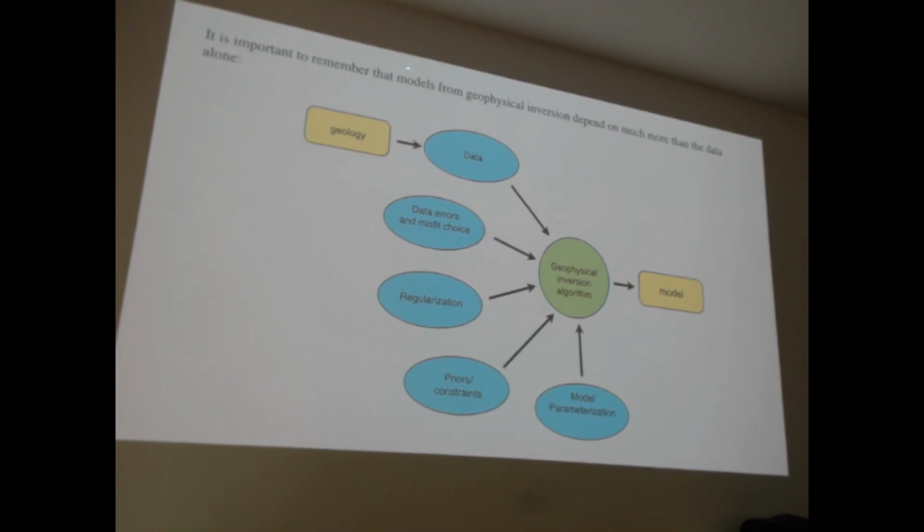You have to worry about the errors you put on your data. You have to worry about your regularizations. You have to worry about how you parameterize the model. And if you have prior constraints, such as the starting models, these all go into your inversion and determine what sort of model you get. And that's it. That's all you ever need to know, perhaps more than you wanted to know, about EM induction.